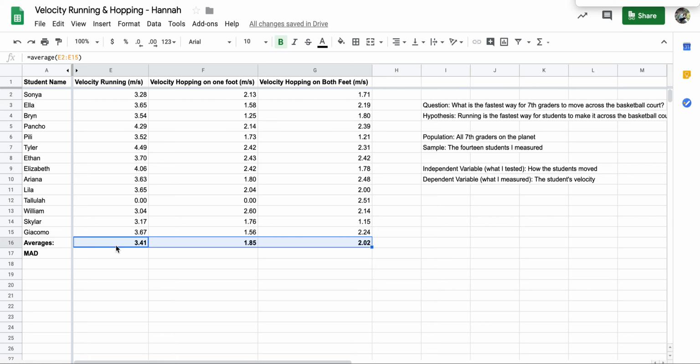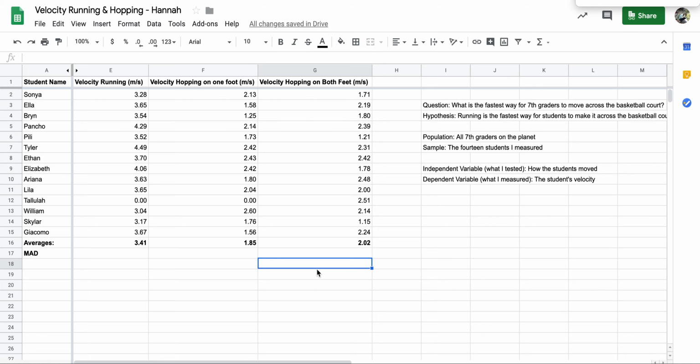So my average velocity for running was 3.41 meters per second, for hopping on one foot was 1.85 meters per second, and for hopping on both feet was 2.02 meters per second. Now, that's an accurate average for these 14 students. However, it is not an accurate average for all 7th graders on the planet.